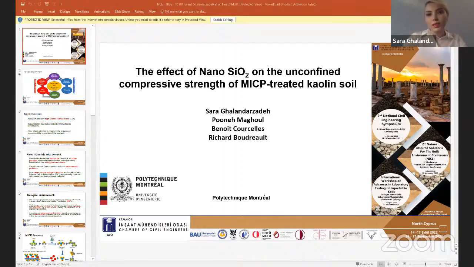One of these processes that is common in nature is called MICP. This technique relies on a set of biological and biochemical reactions using enzymes.